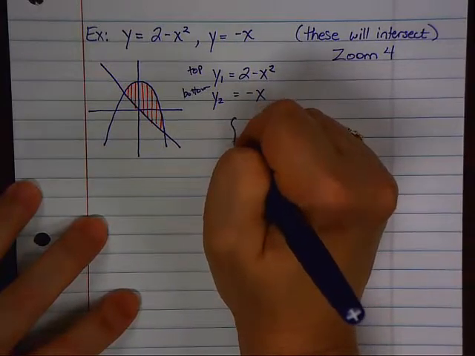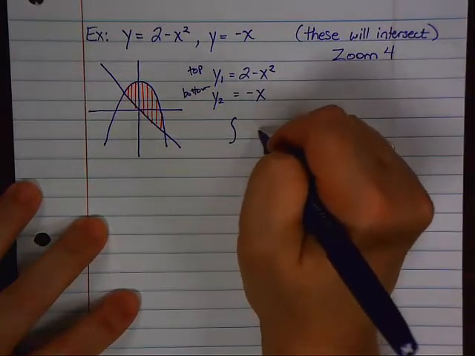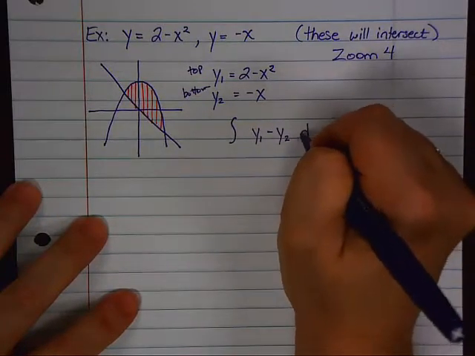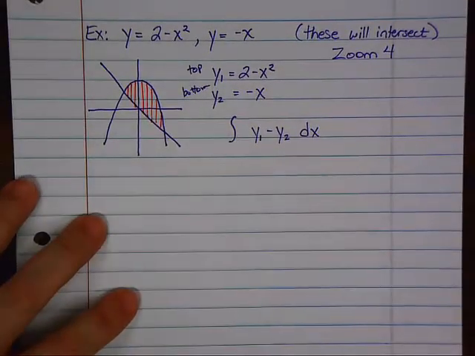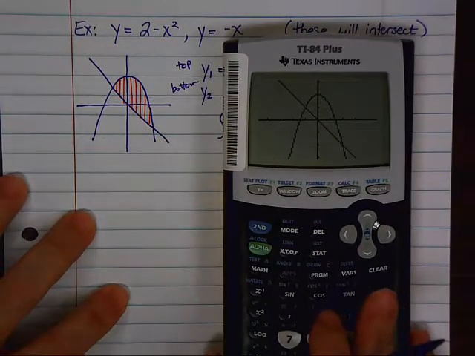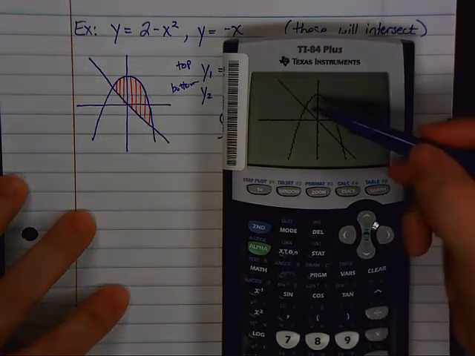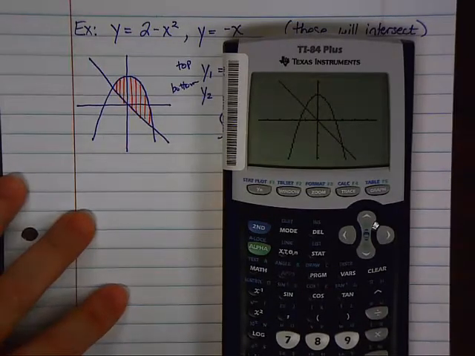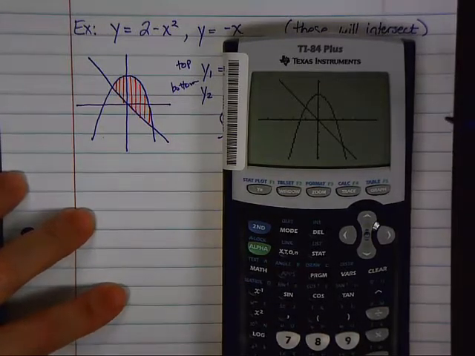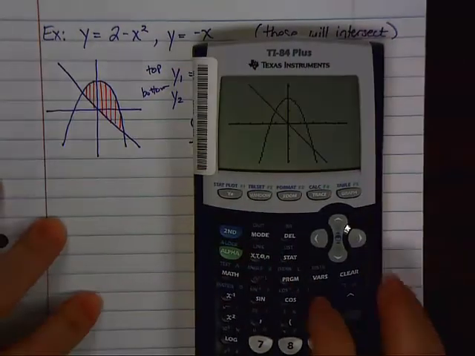So now, when you set up your integral, you're going to put the integral of y1 minus y2 dx, top minus bottom. I got a problem though. I don't know what numbers to put in there yet. Find the intersect. Never, never, never assume. What does it look like that one on the left is going to be? -1. Don't ever assume. It could be 0.997, and if you put -1 and it's 0.997, you're going to miss the problem.